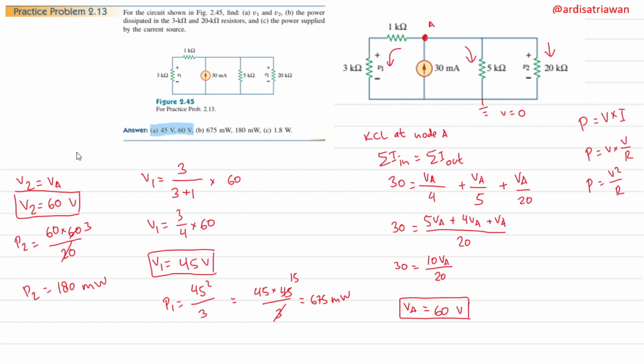Okay, and then the power supplied by the current source. The current source has I, the current is 30 milliampere, but the voltage here is the same because all of this is in parallel, so the voltage here is also VA. And from there we know that P is equal to V multiplied by I, and our voltage will be 60, and then our current will be 30 milliampere.